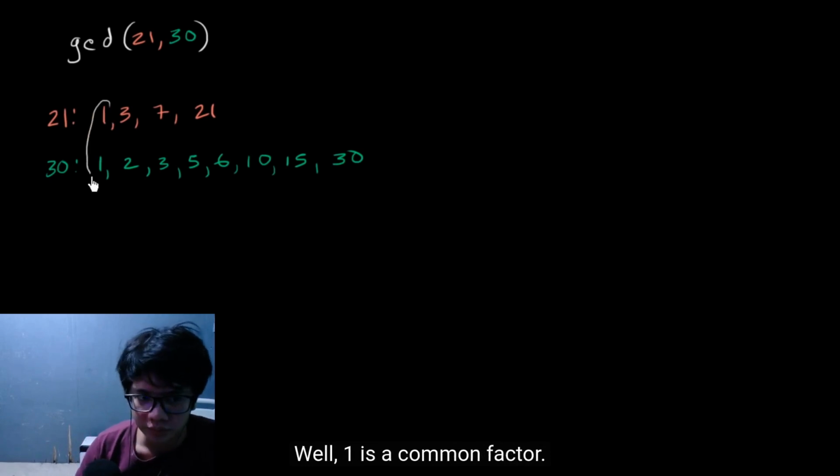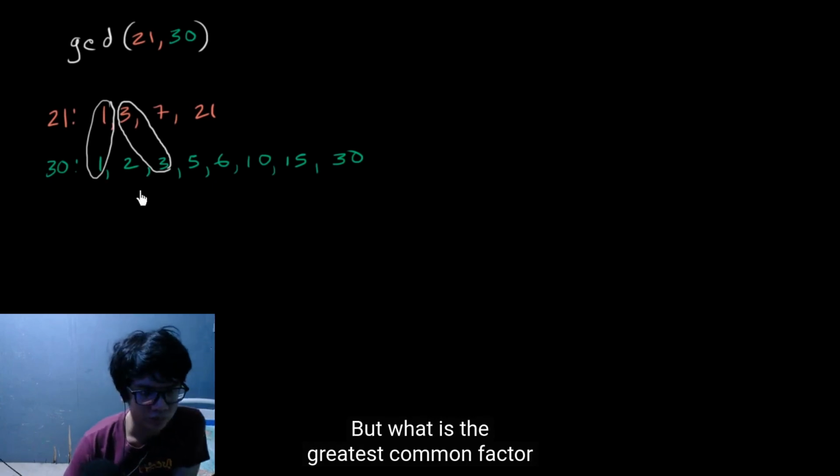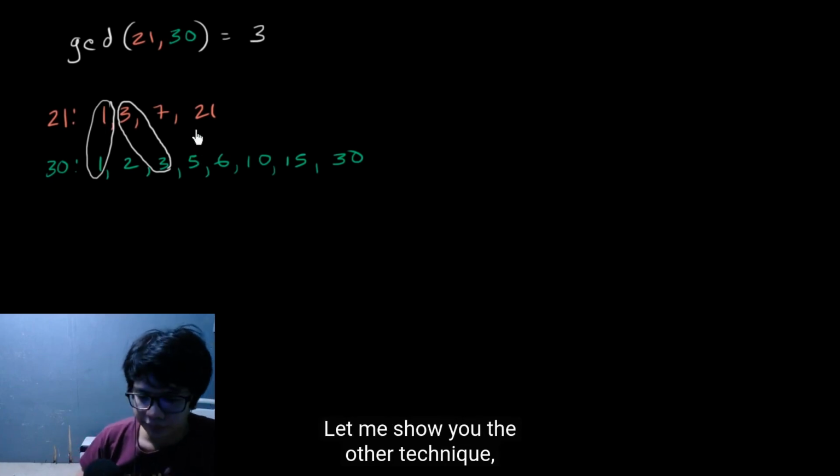And now, what are the common factors? Well, 1 is a common factor. 3 is also a common factor. But what is the greatest common factor, or the greatest common divisor? Well, it is going to be 3. So we could write 3 here. Now, I keep talking about another technique. Let me show you the other technique, and that involves the prime factorization.